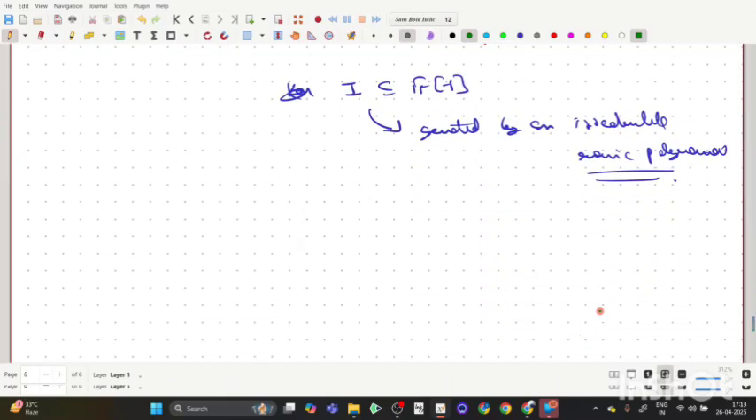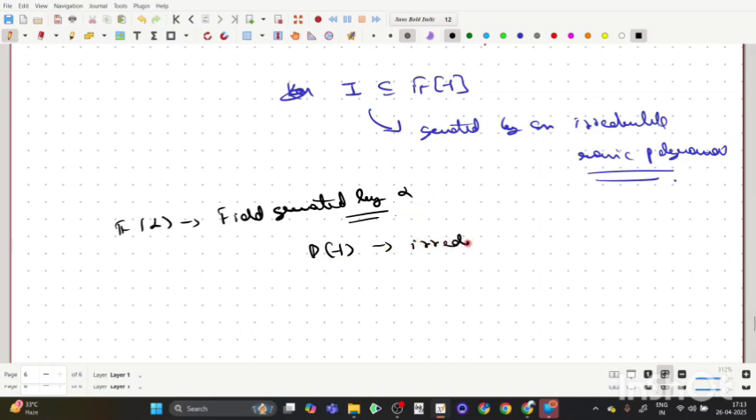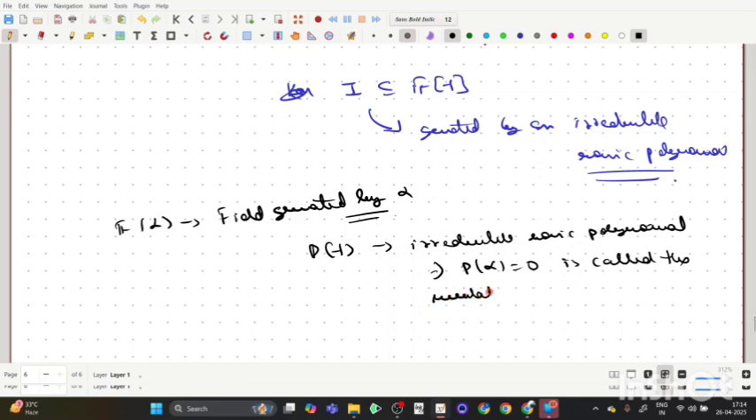Clear for everyone. Right. So this F(alpha) is called the field generated by alpha. Clear? And the polynomial p(t), which is the irreducible monic polynomial such that p(alpha) is 0, is called the minimal polynomial of alpha over F. Clear? I hope this is clear, right?